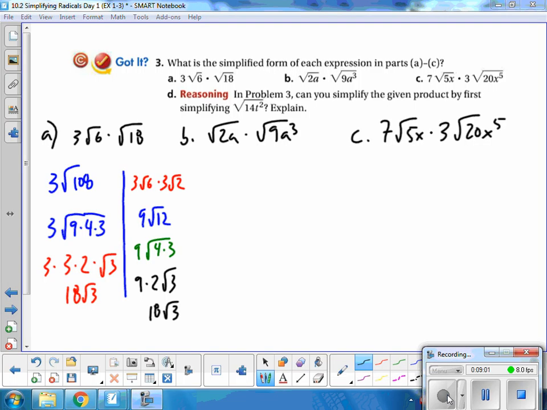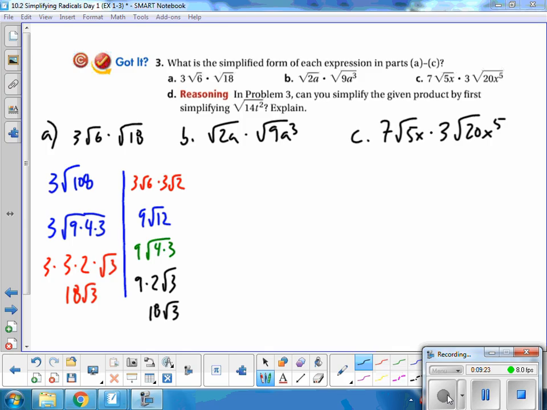I just want to take a look at the first one real quick. You can do this a couple different ways. This first on the left side of the blue line here, I multiplied everything together and factored out 108. And I got 9 times 4 times 3, looking for the 9 and the 4, the perfect squares, and thus factoring them out. On the right side, I noticed that the 18 could be factored out.